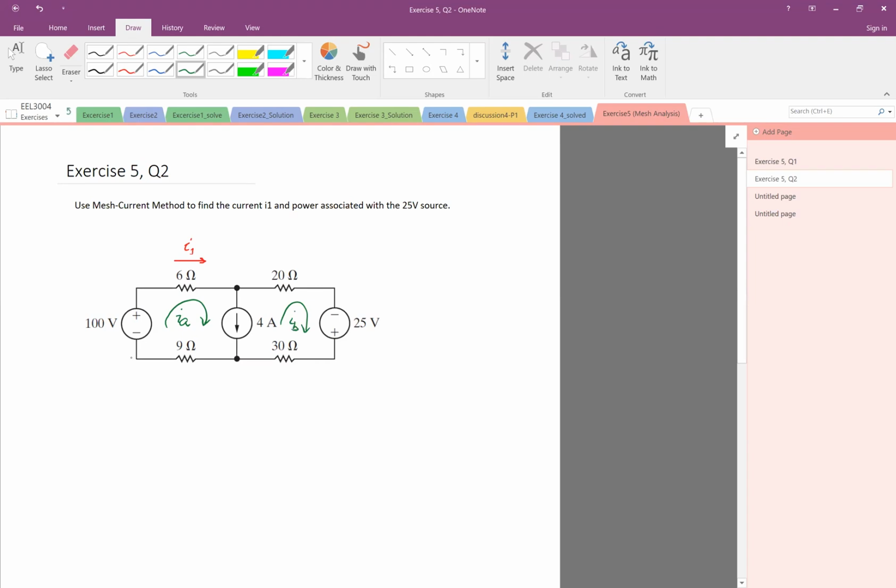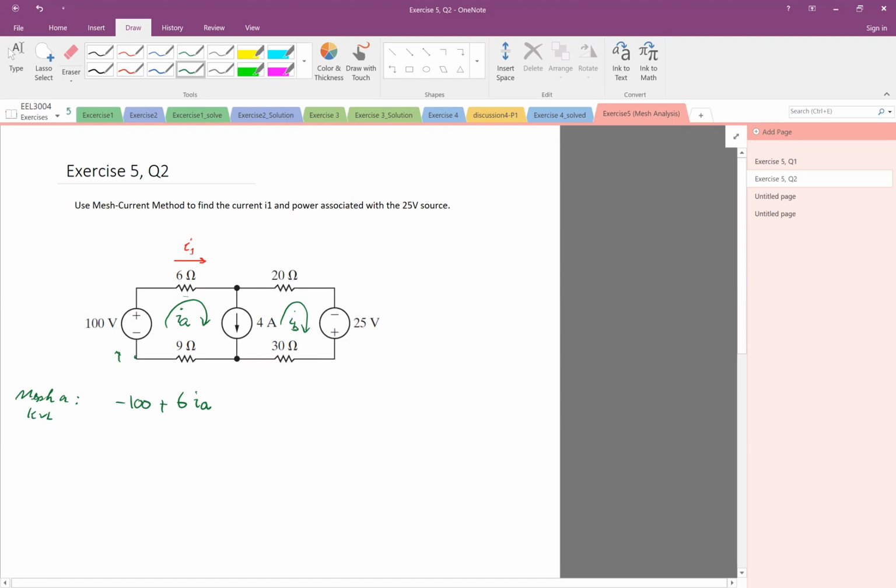Okay, so let's start doing the KVL from here on mesh A. Remember, we have KVL here. So negative 100 plus 6 times, you look at the mesh current, it's IA, right? In this case, it's just IA.